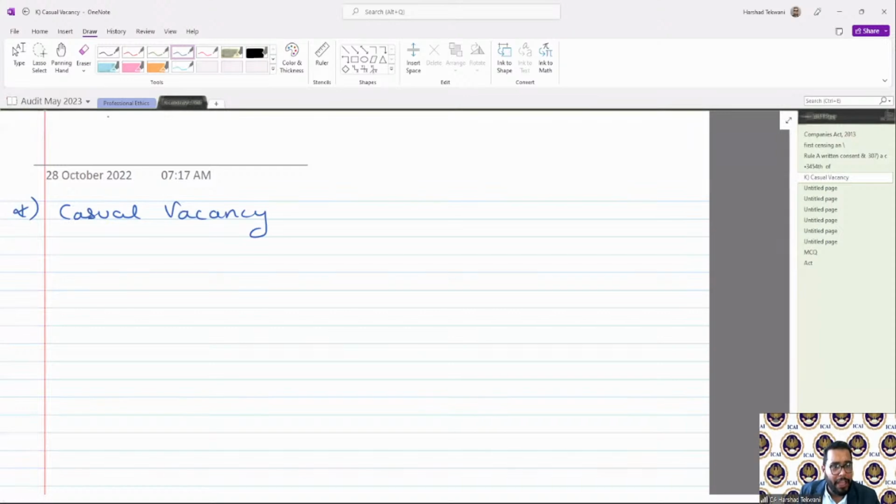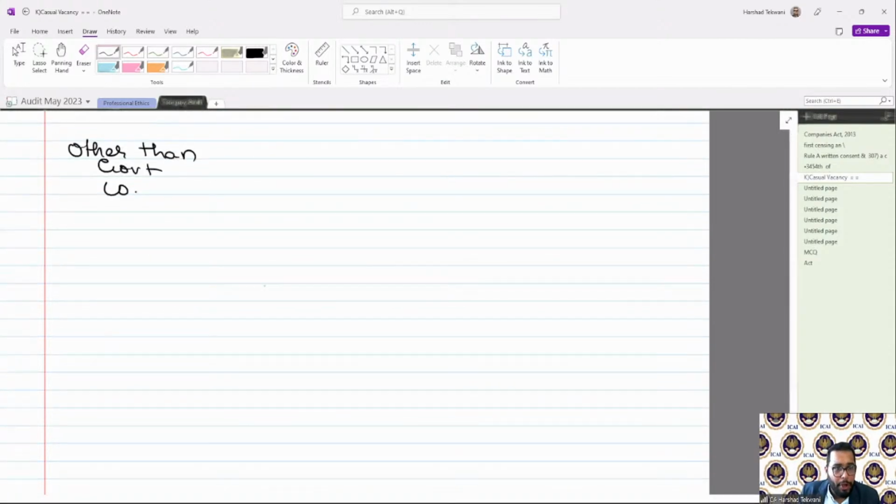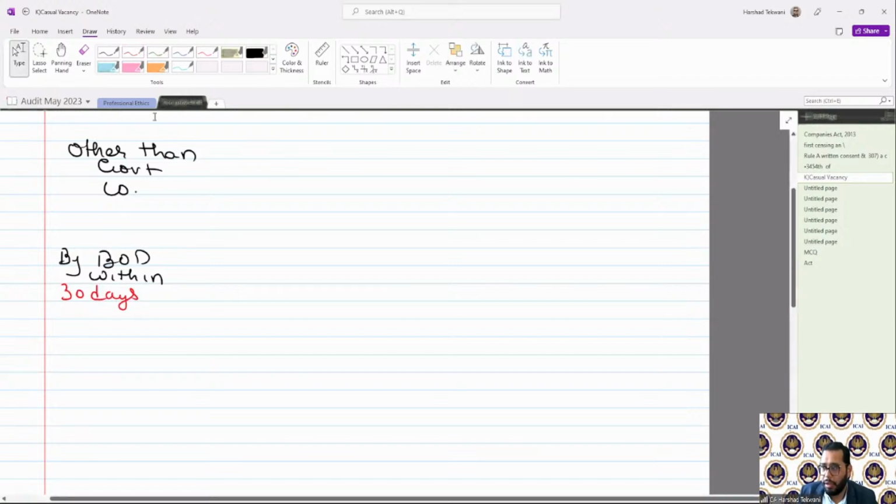Okay. Now, in case of a casual vacancy, how is the auditor appointed? There will be two scenarios: one other than a government company, and another a government company. In case of other than government companies, the auditor is required to be appointed by the board of directors within 30 days.